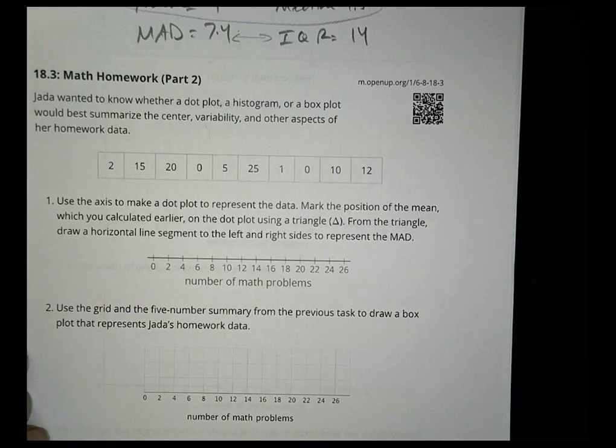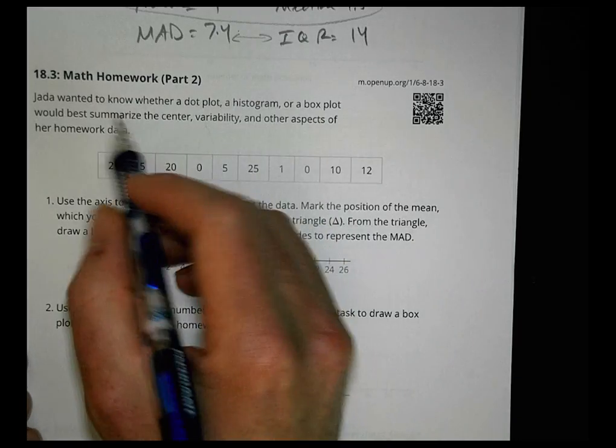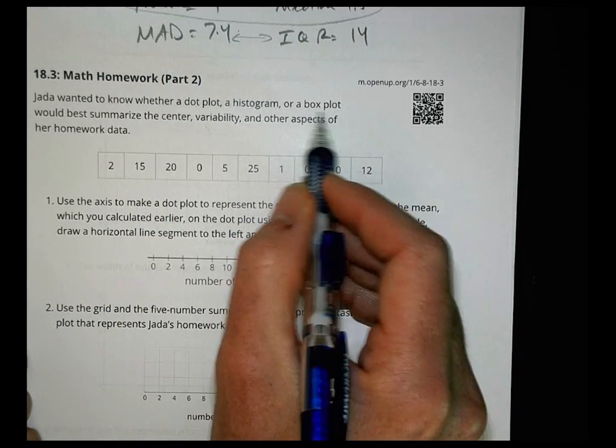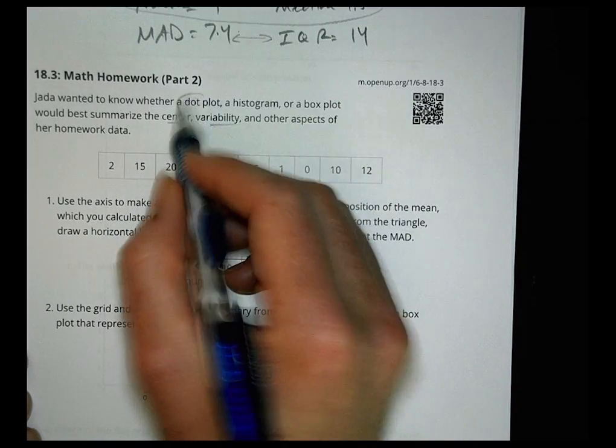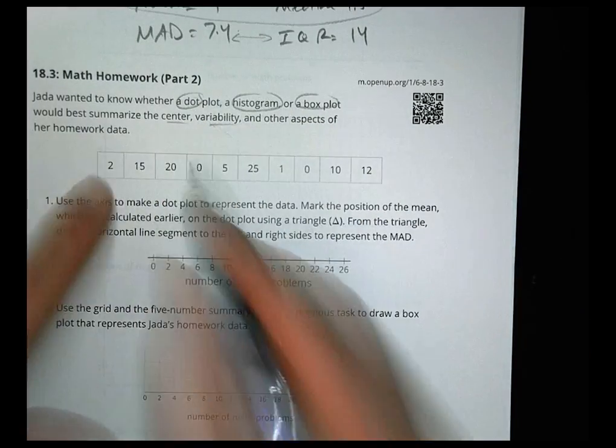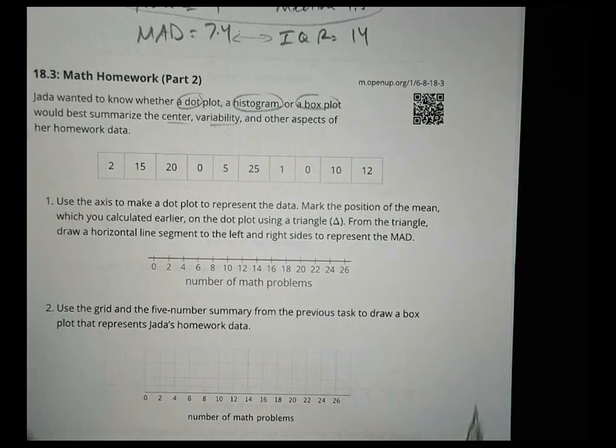Let's look at activity 2. Jada wants to know whether a dot plot or histogram or box plot would summarize the center, variability, and other aspects better. So we have a dot plot, histogram, or box plot. So here's the values, and we're going to put them into all three forms.